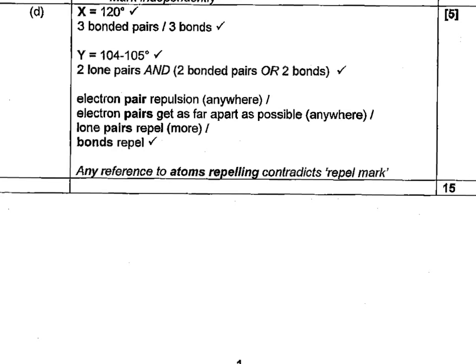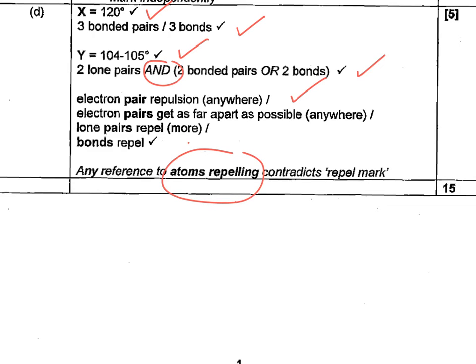So looking through the mark scheme for that one, we got 120 degrees. We said there were 3 bond pairs for X. For Y we got 104.5. We said 2 lone pairs and 2 bonding pairs. We talked about electron pair repulsion, and we said that lone pairs repel more. So we got that last mark actually on several counts.